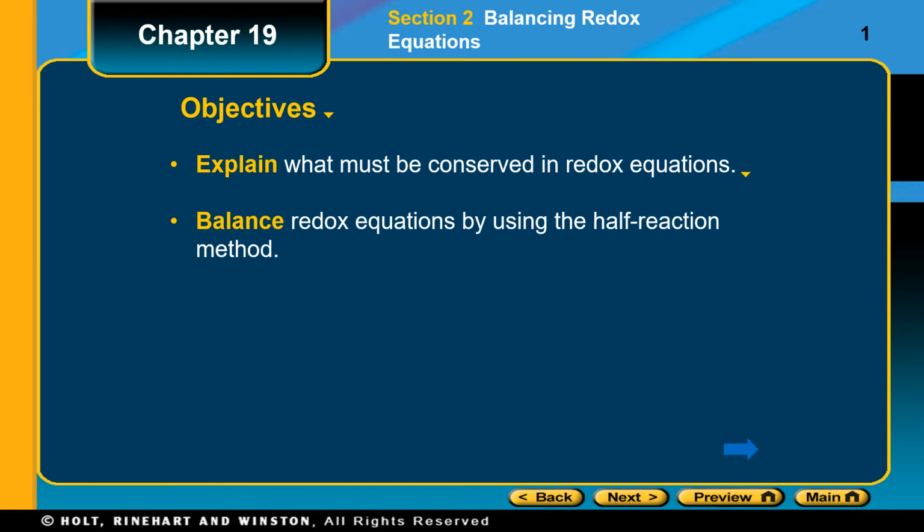Now that we've learned about redox reactions, we can use that information to help us balance some redox equations. We're going to learn what has to be conserved in redox equations so that we can use that information to help us balance the equation. We're going to work at this by doing them in halves. We're going to use a reduction reaction and then an oxidation reaction, and then we'll put them back together.